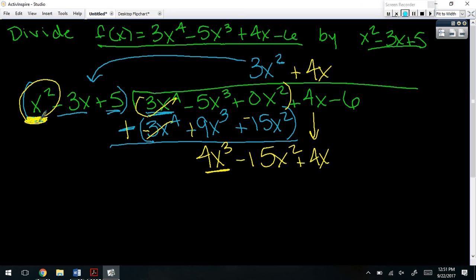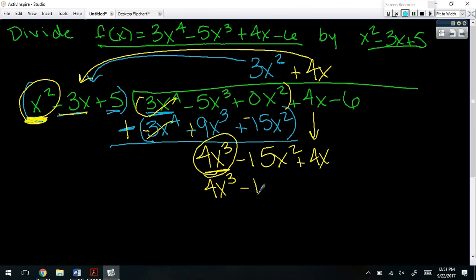What do you multiply this by to get the first term here? Then you multiply. And then you multiply. 4x times x squared is what? 4x to the third. 4x times negative 3x and 4x times 5.